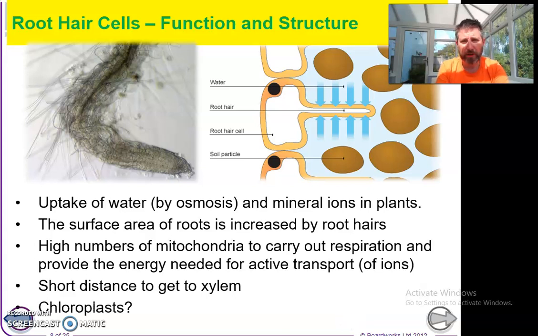Will they have any chloroplasts? Do root hair cells have chloroplasts? Well, the answer is no. Why is that? Well, the reason for that is because very little light gets down to the roots, or no light gets down, so again, photosynthesis is not going to be a significant process underground.